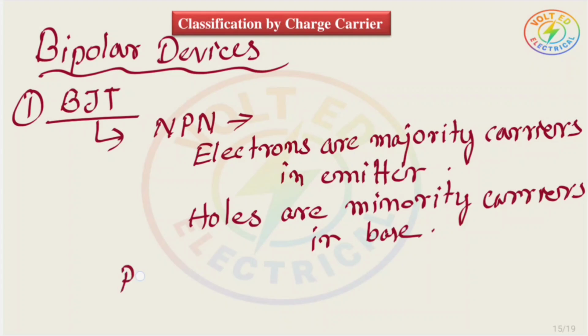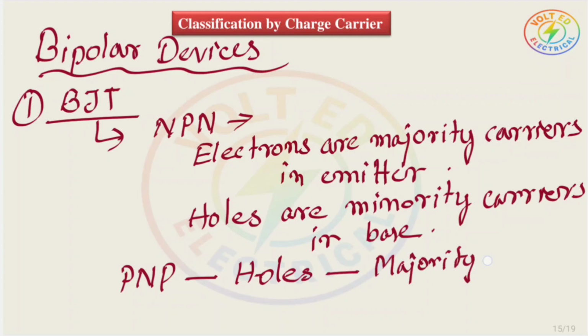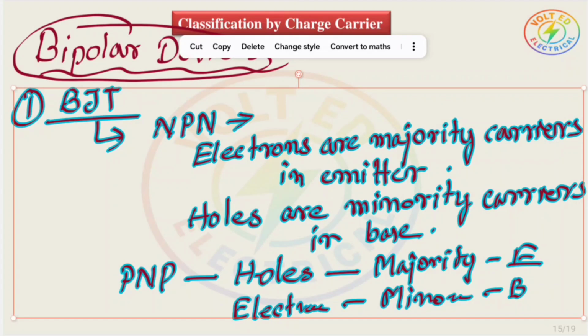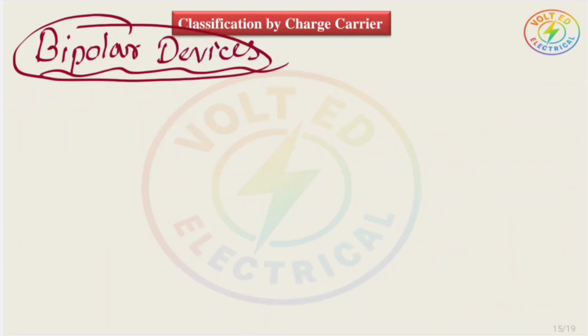So in case of a PNP type, just opposite, that holes are the majority. Holes are the majority in emitter, and electrons are minority in base. So both the electrons and holes participate in conduction. So the device is called bipolar device. So that's why this device is called bipolar device. Okay, let's see the next device, that is PN junction diode.